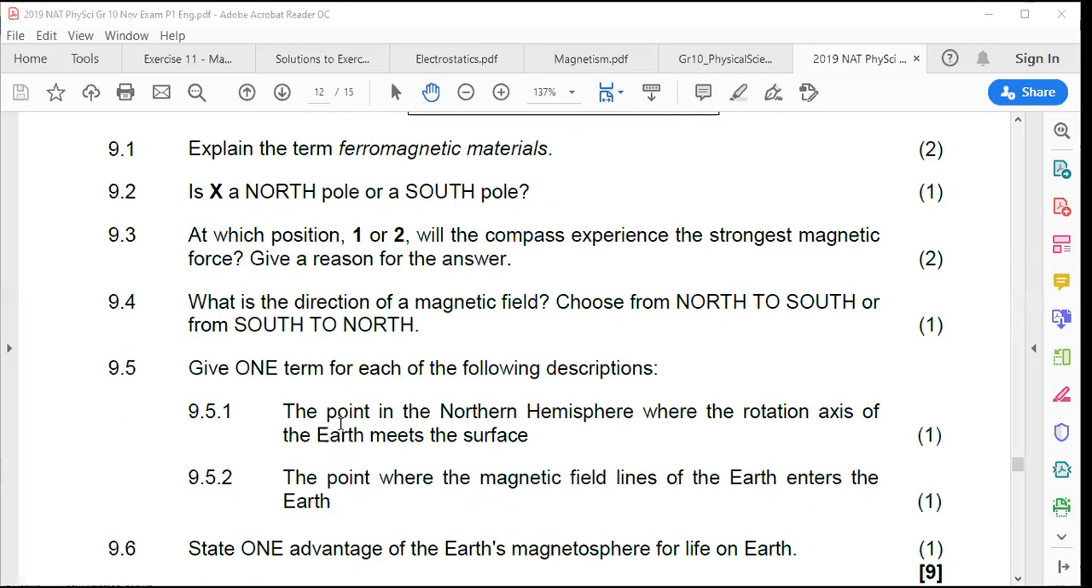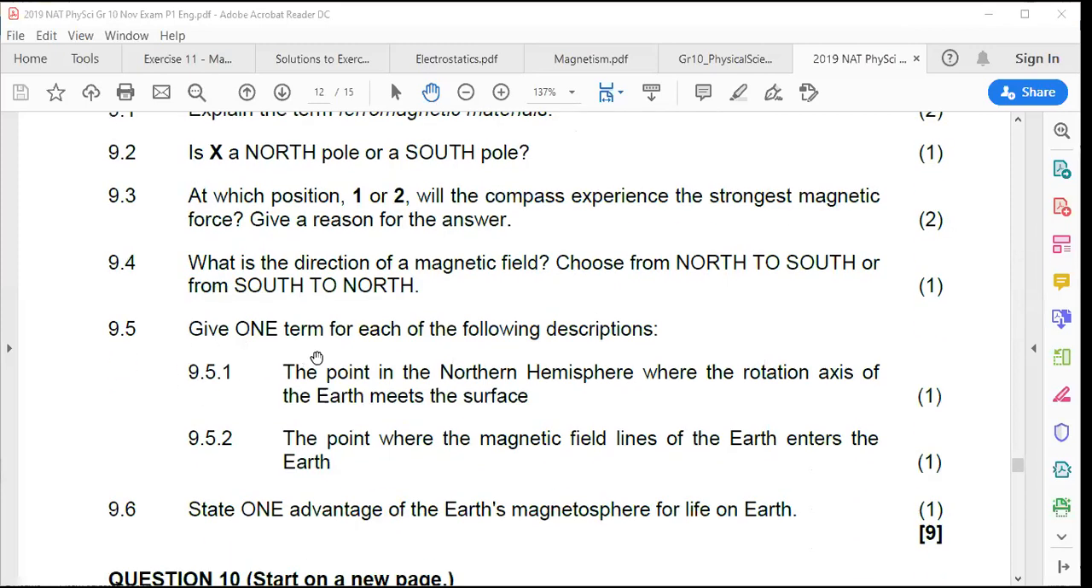Okay, we move on to the next one, 9.5. Give one term for each of the following descriptions. 9.5.1. The point in the northern hemisphere where the rotation axis of the earth meets the surface. All right, what's the correct answer here? Is it either magnetic north or geographic north? Which one?